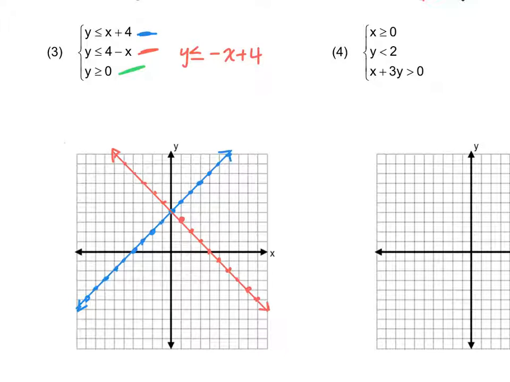All right, y greater than or equal to 0. Well, y equals 0 is what kind of line? A horizontal line. Specifically where? On the x-axis, yeah.